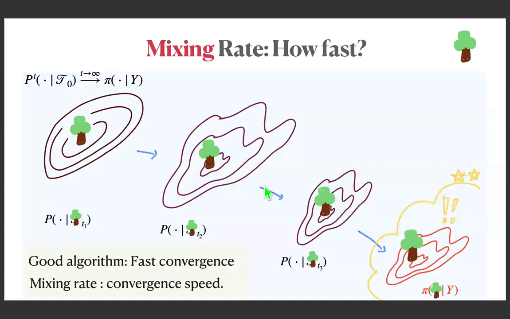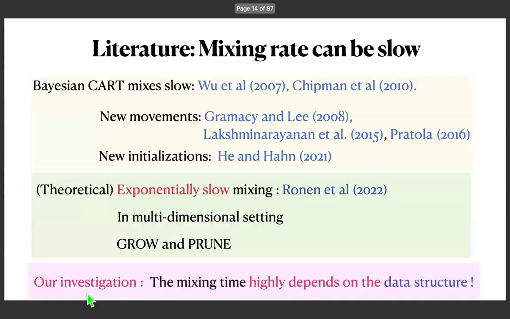Because it's an MH algorithm, it will not be too challenging to show that this sampling distribution would in the end converge to the true posterior distribution. But the question is how fast or how slow this process will be. If it takes 100 years, it will not be so much fun. So a good algorithm would have fast convergence. And so our question is, what is the convergence speed of this algorithm? And that's the question of mixing rate.